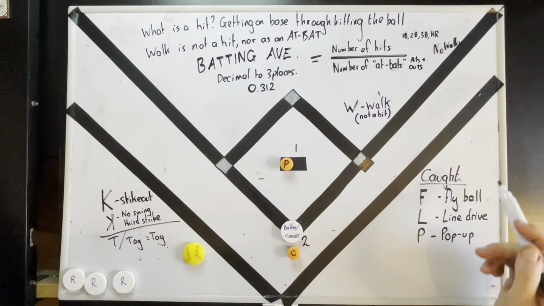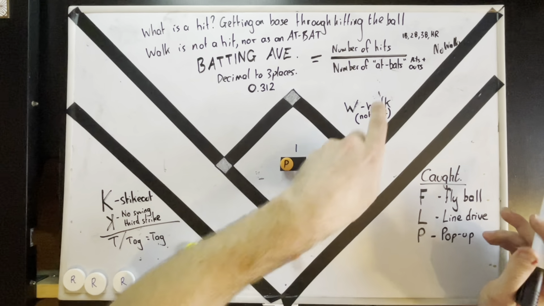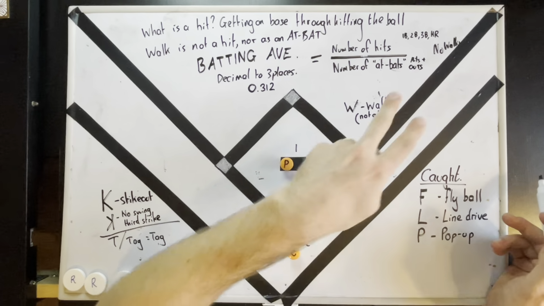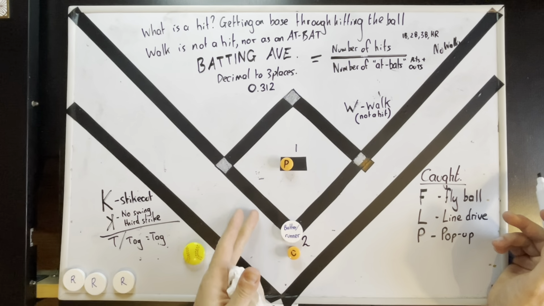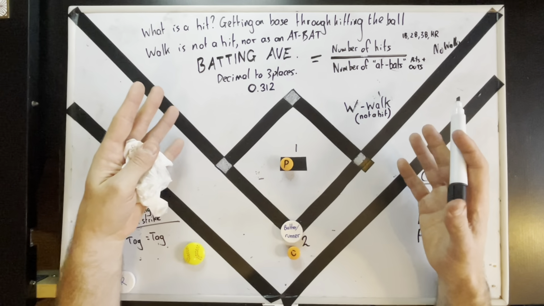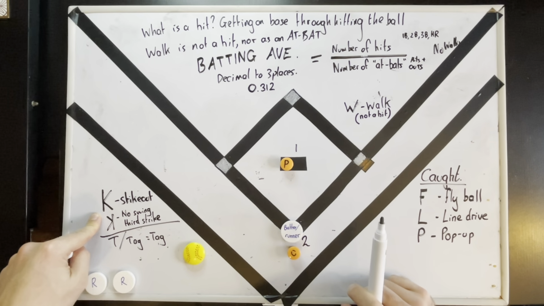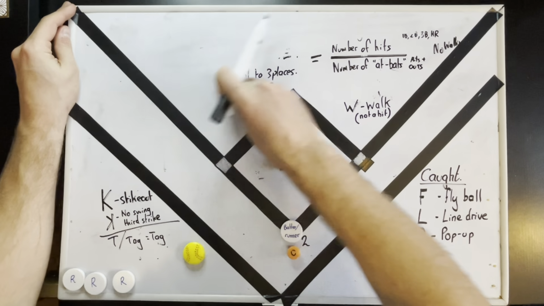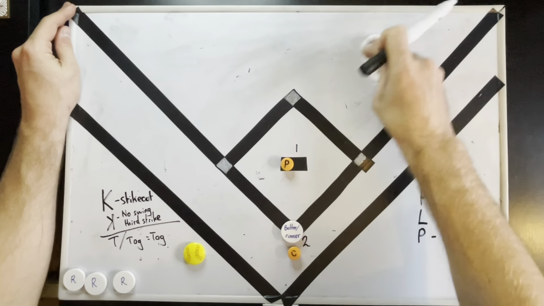So the batting average is the number of times you got on base, either first base single, second base double, third base triple, or a home run, divided by the number of times that you have actually hit the ball, or struck out, or been caught, etc. So let's have a look at something like this.